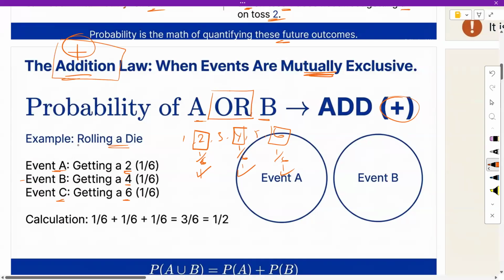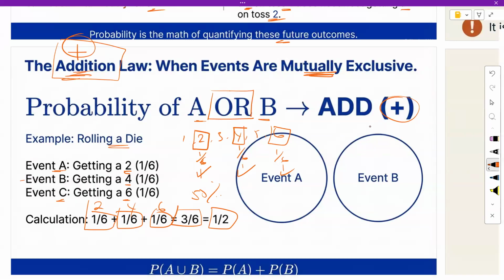Addition law. Here the calculation: 2, 4, 6, these are the probabilities. Altogether we get 3 over 6, so we have a 50% chance of getting 2 or 4 or 6. In other words, the probability of getting even numbers in a single try of throwing a 6-face die. So in these instances, we have to apply addition law, and also the events are mutually exclusive.